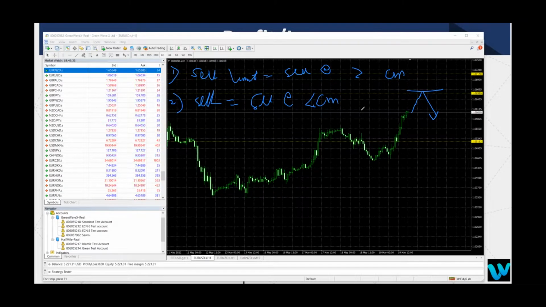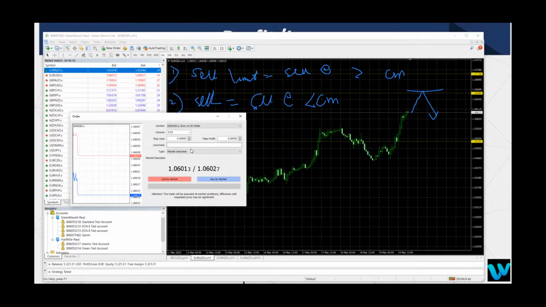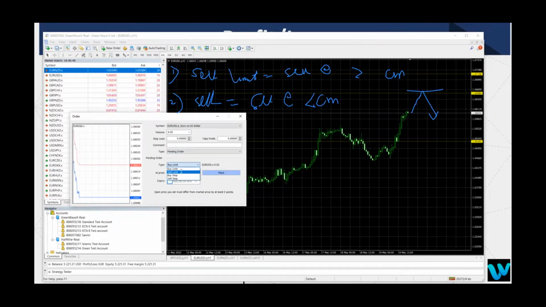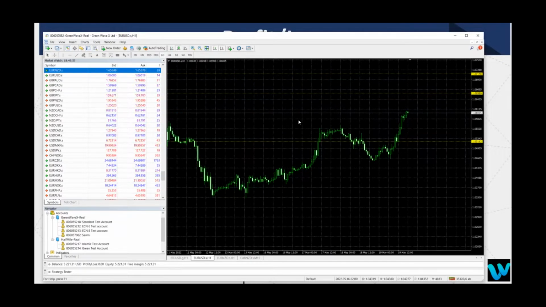So those are the 4 pending orders that we have. Okay, you just come here, new order, choose the volume, go to pending, and choose sell limit, and then put your parameters, and that's it. Okay, so those are the types of orders that we have. The 4 pending orders and 2 instant orders, sell or buy. So that's it, guys. Okay, and that is where we're going to stop for today.